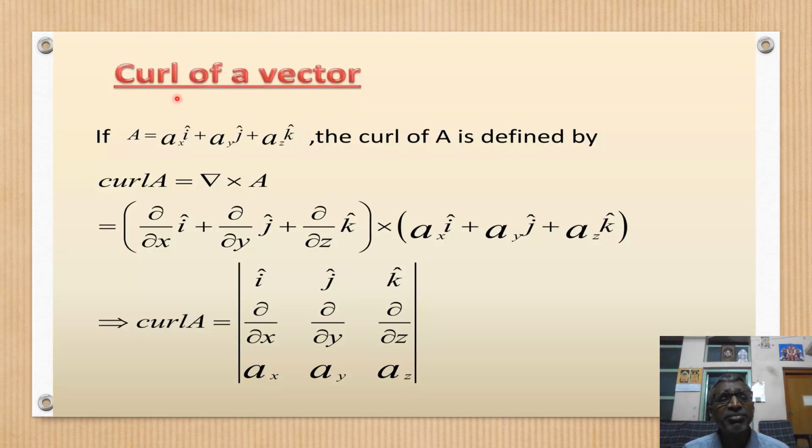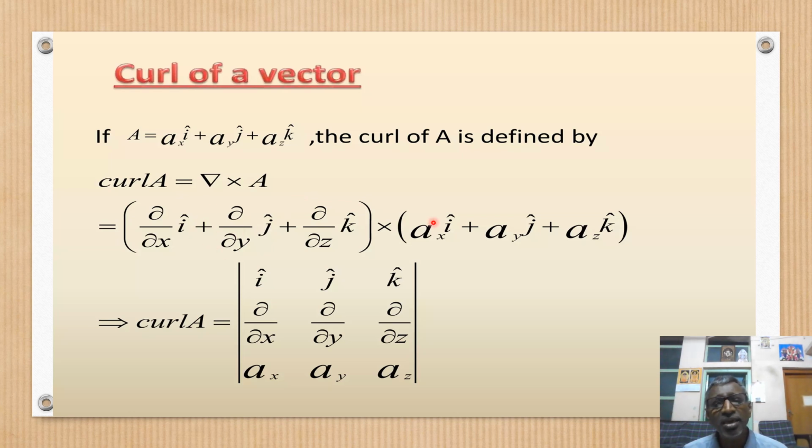Now, the definition of the curl goes like this. If A bar is equal to A1 i plus A2 j plus A3 k, then the curl of A bar is defined by curl A equals del cross A. When you calculate the divergence, it is del dot A. When you calculate the curl, you have del cross A. Since it is a cross product, the cross product of two vectors will give you a vector. Therefore, curl A is a vector quantity.